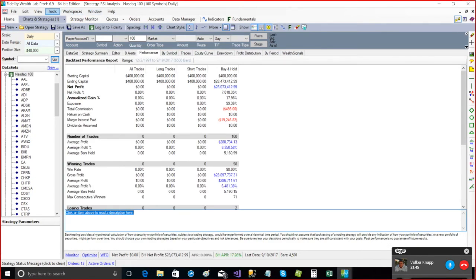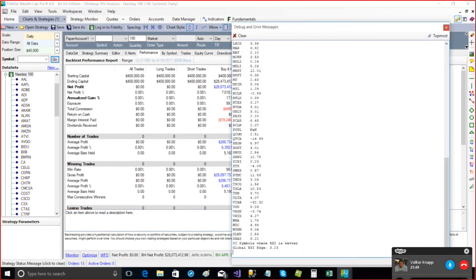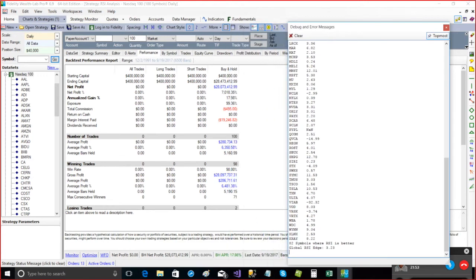100 stocks in the NASDAQ 100, and I go to my debug window, make that stay on top, I'm listing all of the stocks and what the edge of the RSI is for each one. Then on the bottom, I'm giving a little summary. So 82 out of the 100 stocks did have an RSI edge. And then on the bottom, I have a global RSI edge.